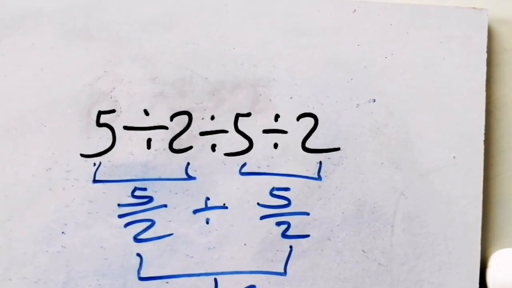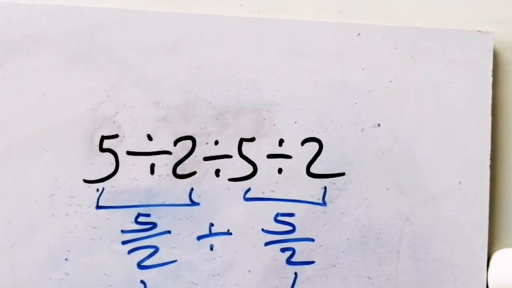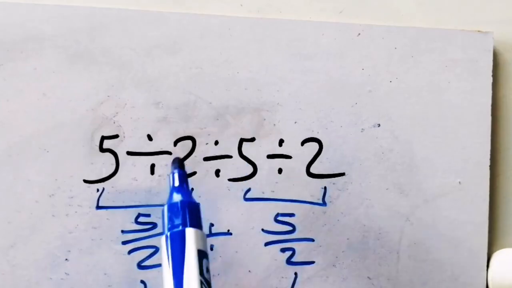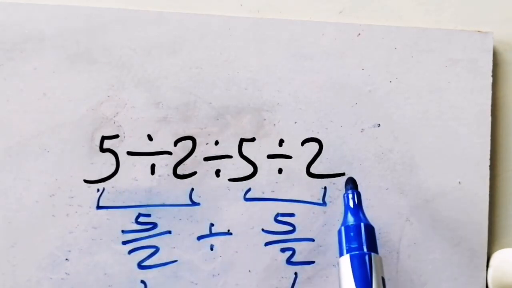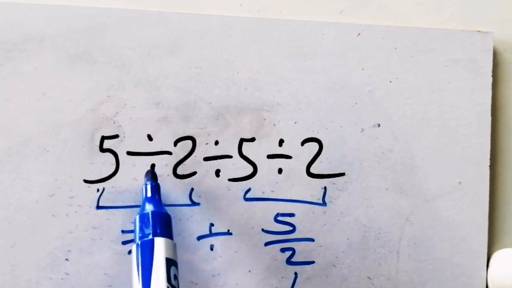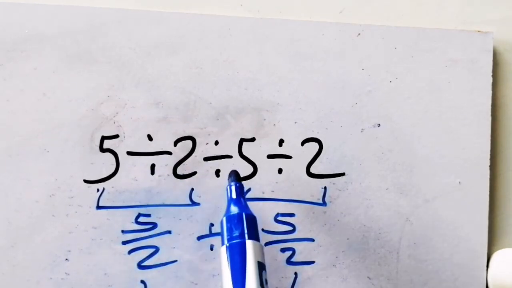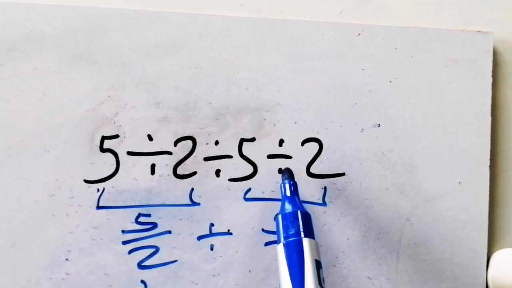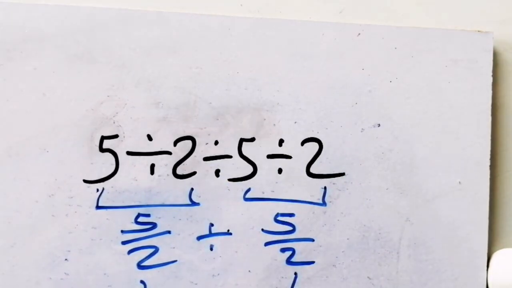Okay, but this answer is not correct, because according to the order of operations, if there is more than one division in an expression, we have to work from left to right. Okay, we have to work from left to right. Therefore, in this expression there are 4 divisions. Then first we have to do this division, and next this division, and finally this division. If we do this division before this division, it is wrong.